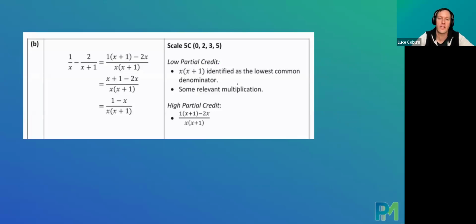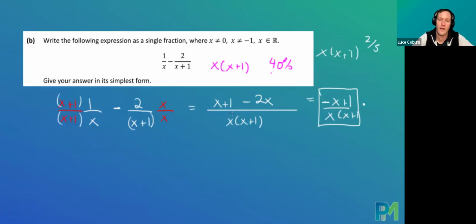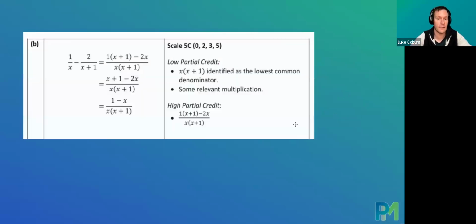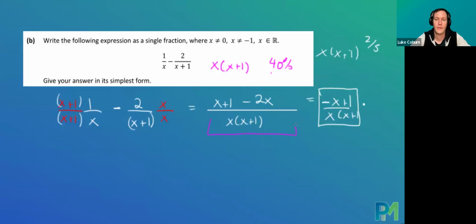Okay, and then for this question, to have gotten to the single fraction, so to have gotten to this line here, is the high partial credit. And it's also good to know, if you're running short on time, what it is that you have to get to, to get to the high credit, this 60% level. So here that's just having combined the two fractions and having gotten to this stage correctly, but not having finished it off.